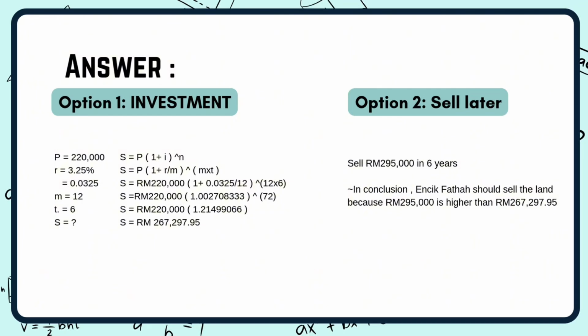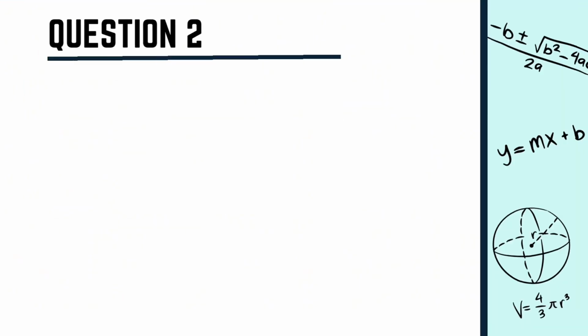For option 2, which is sell later, the amount that Encik Fatah gets from selling after 6 years is 295,000 ringgit. So, in conclusion, Encik Fatah should sell the land after 6 years because 295,000 ringgit is higher than 267,090 ringgit. Next, question 2.